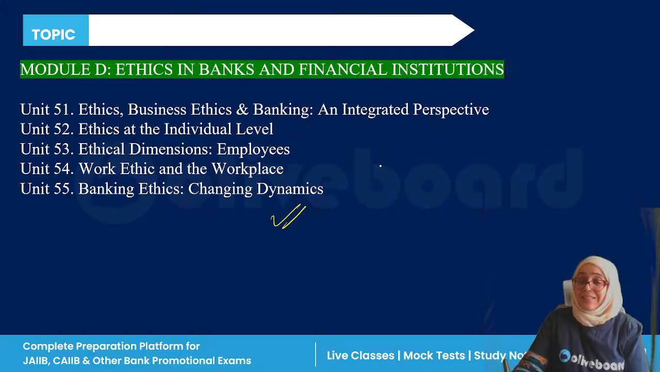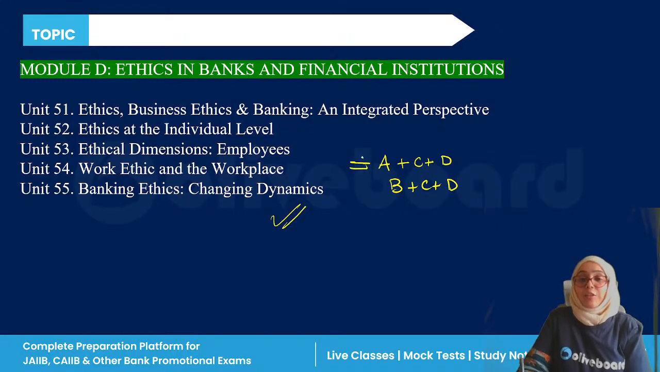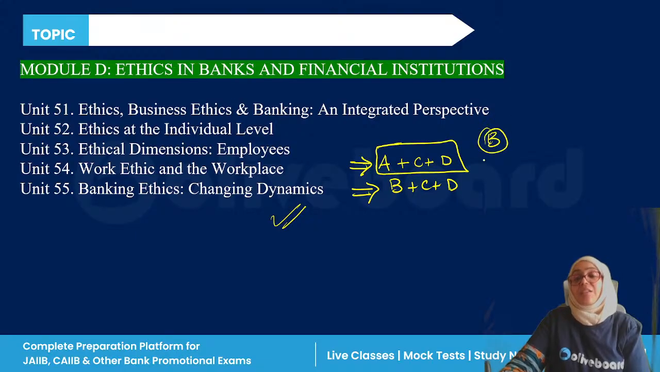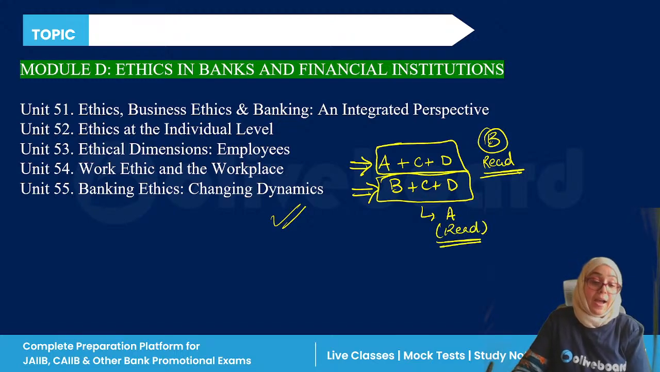So you just follow this strategy: either A plus C plus D or B plus C plus D. Either go for this combination or that combination. If you are choosing one combination, then just read the other module, not very thoroughly, but just read it. Don't skip it. You have to read it out; you don't have to skip it.